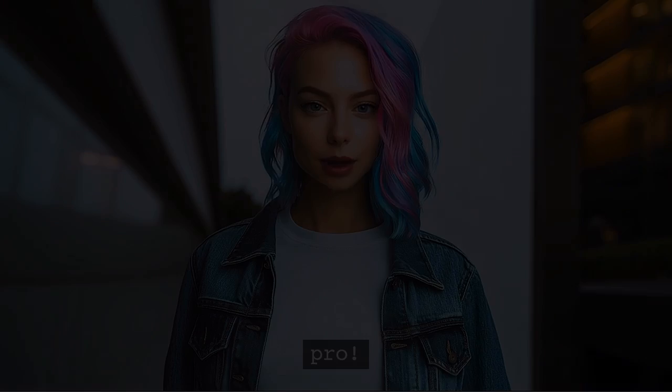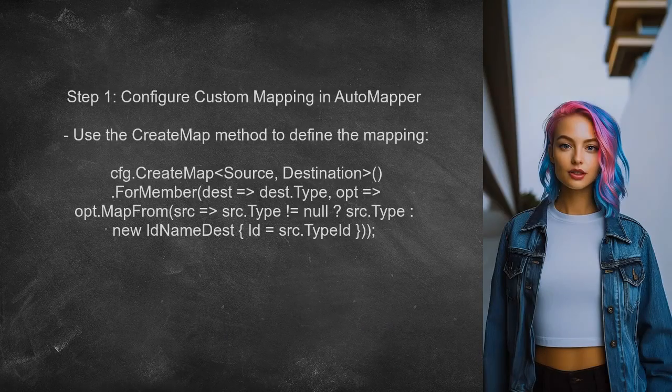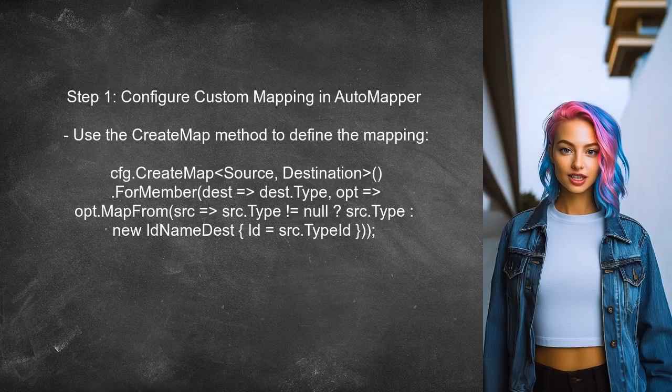To handle the mapping conditionally in AutoMapper, the user should start by configuring a custom mapping for the type property. This will allow the user to specify how to map the type property based on whether it is null or not.